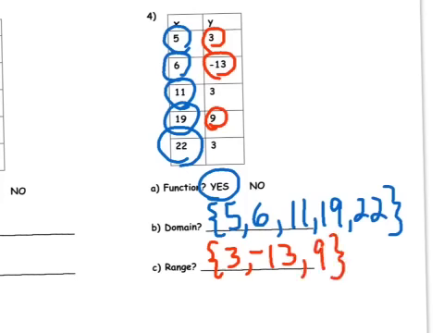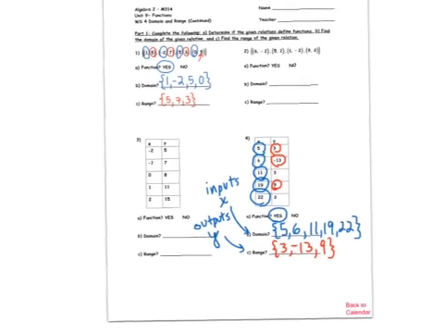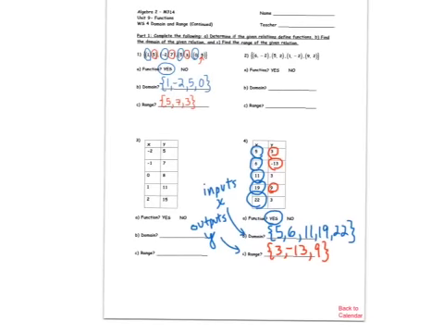So just kind of a little bit of a review of the concept for tomorrow. The domain is the set of inputs, which also lines up with all the x values, while the range is the set of outputs from your function, and it lines up with the variable y. Okay, so that's page number 1, number 1 and number 4. Let's move on to the next page.